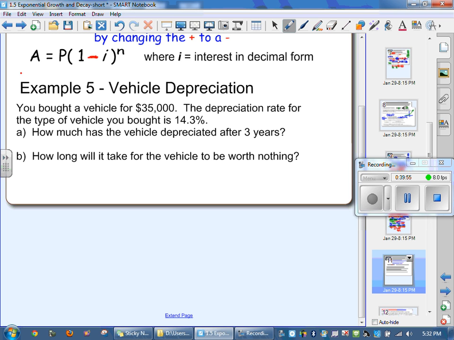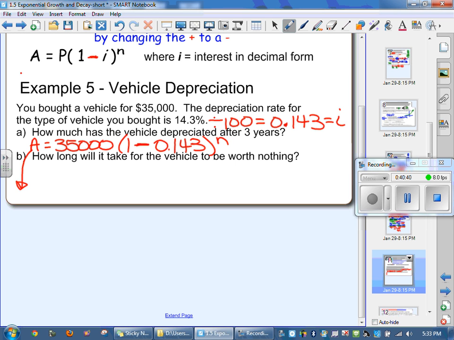So let's write our equation for us. We're going to have A equals our initial value, what we bought the truck or car for, 35,000 times 1 subtract I. 1 subtract 0.143 exponent n. Okay, letter A is asking us now, how much is it depreciated? So it wants to know how much value it's lost after 3 years. Well, the A amount doesn't tell us how much it's lost when I figure this out. It's going to tell me what the vehicle is worth. Okay, it's going to tell me what the vehicle's worth.